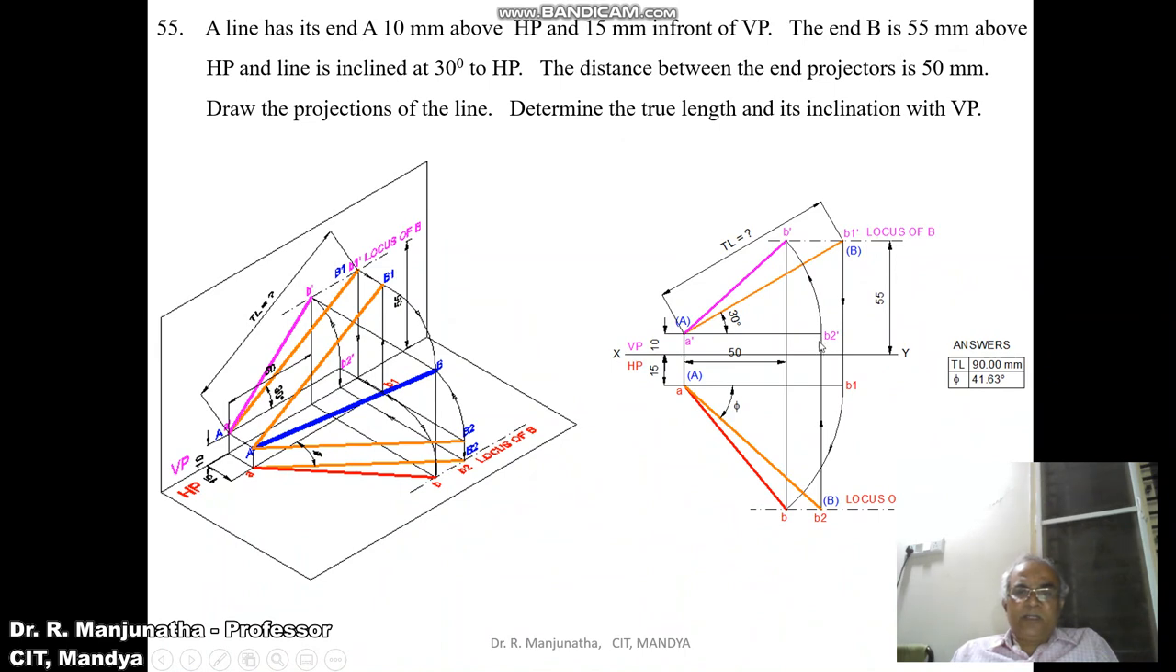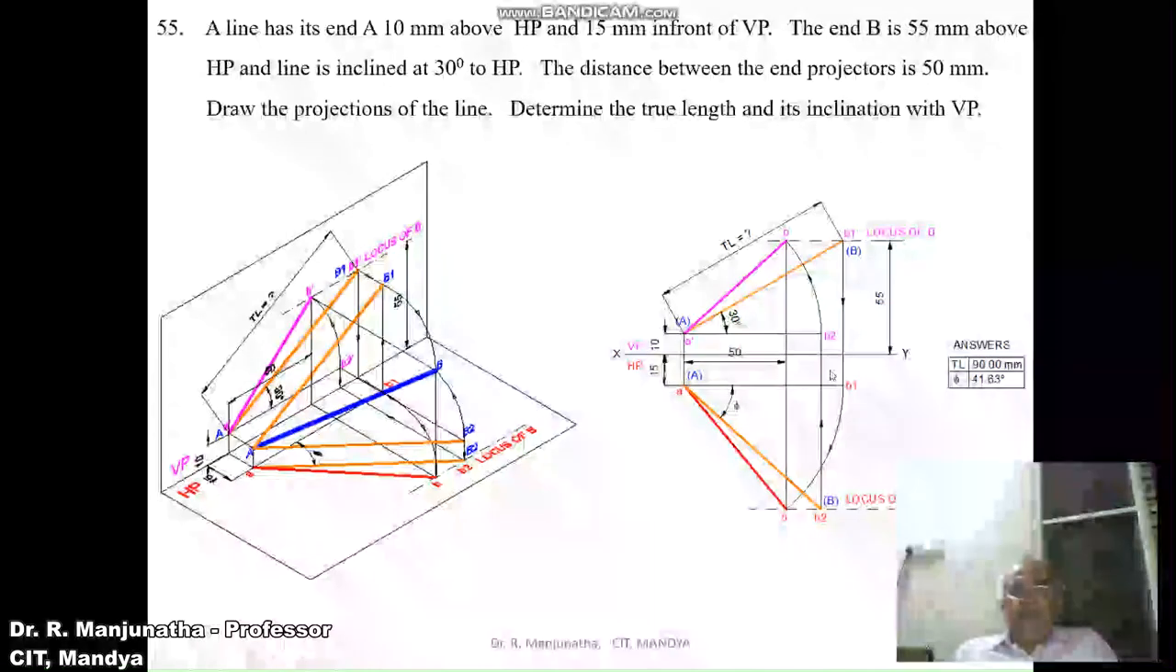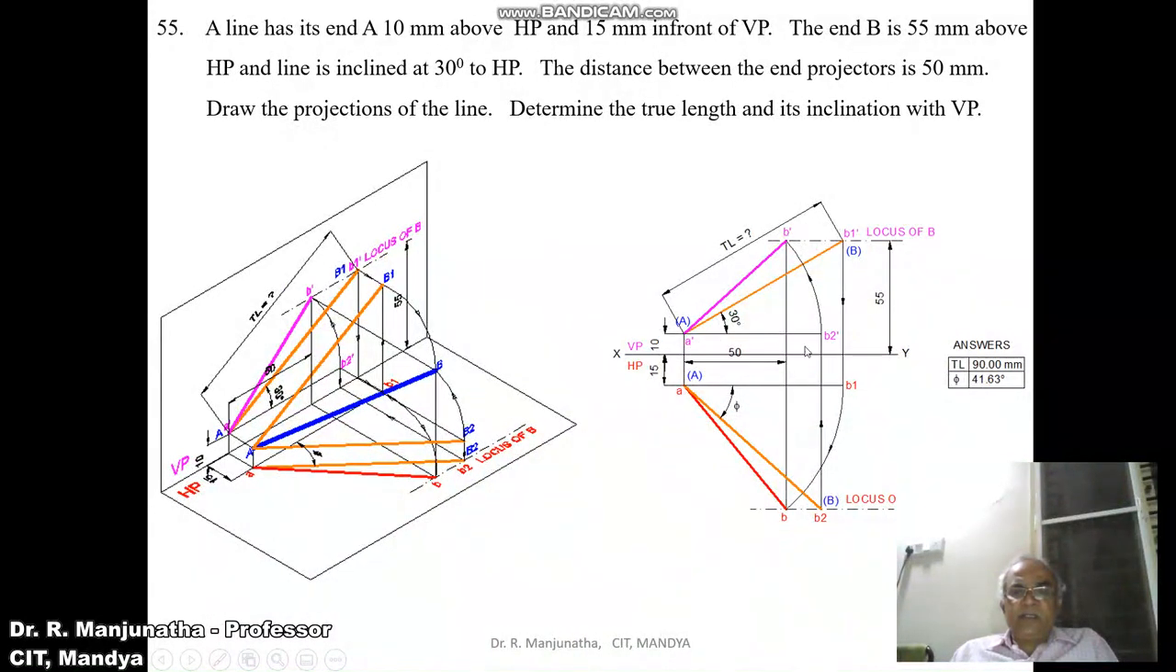Draw a vertical projector from B2 dash to the top view so that it will cut the locus of B in the top view here. Then mark this point as B2. As we see here, A dash B2 dash is the front view line which is parallel to XY, so its corresponding top view will be in true length. Mark it as capital A in bracket and capital B in bracket and then join A to B2. Join A and B2 with a line a little bit thicker than the XY line. So as we see, the true length and its inclination with VP.